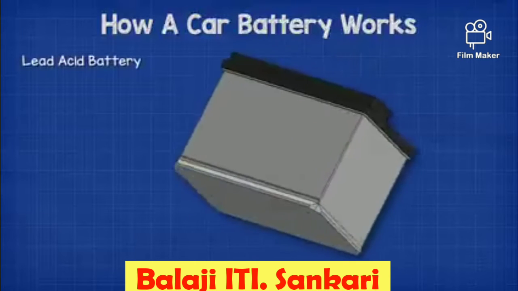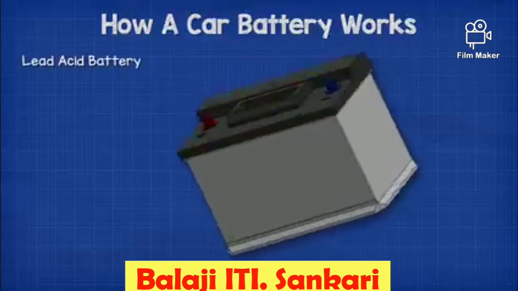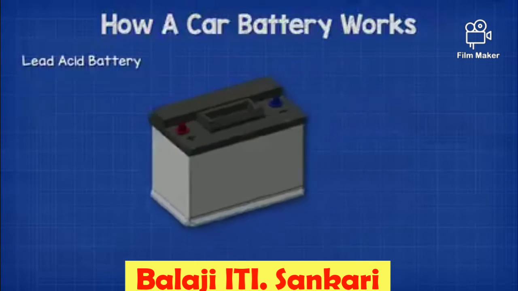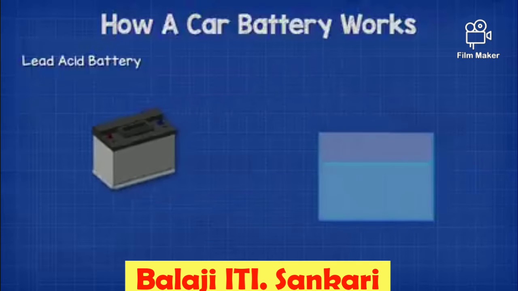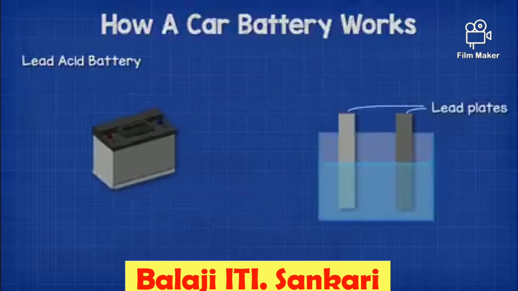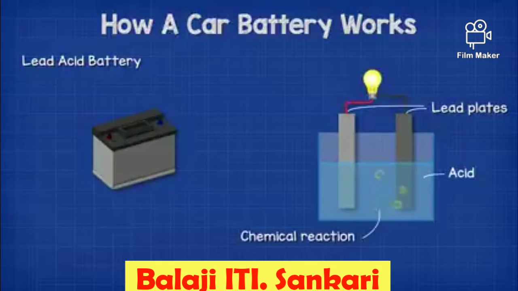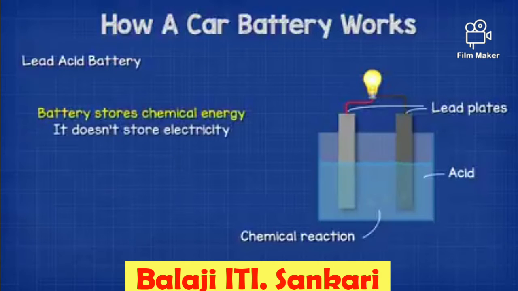A battery looks something like this. This is a lead-acid battery. We call it a lead-acid battery because inside the unit are lead plates, which are submerged into an acid. This creates a chemical reaction, which releases energy and provides us with a voltage and current. The battery is therefore storing energy in the form of chemical energy. It does not store electricity.